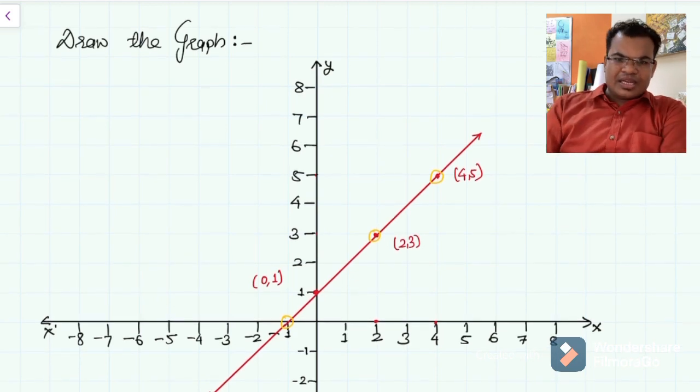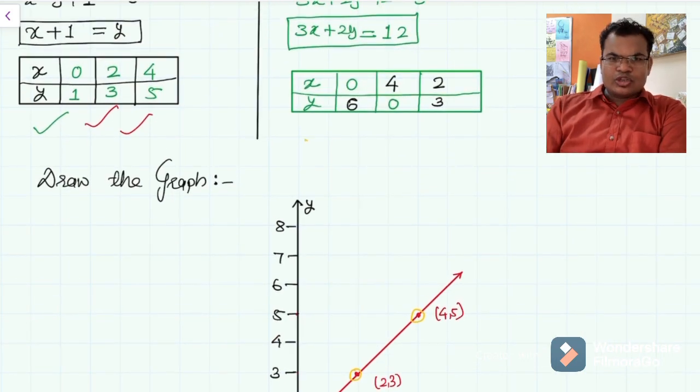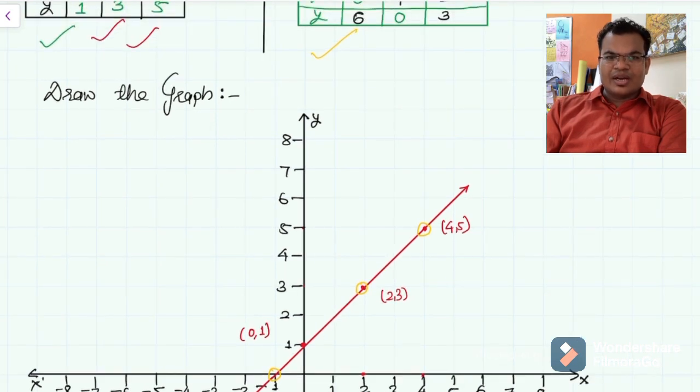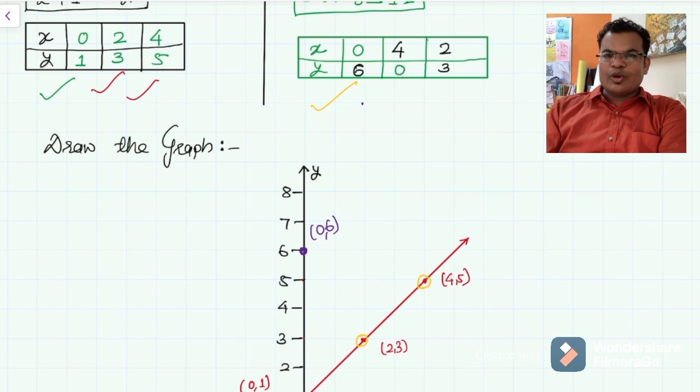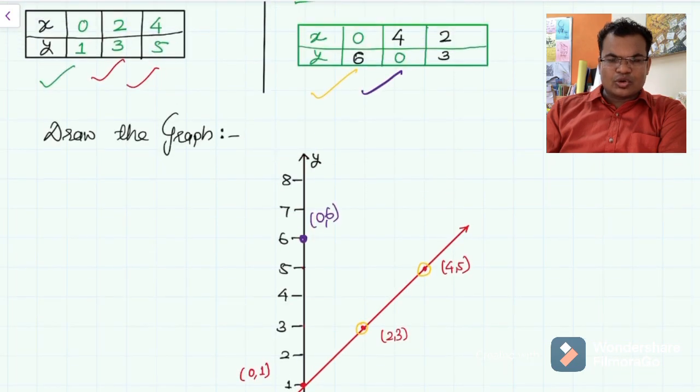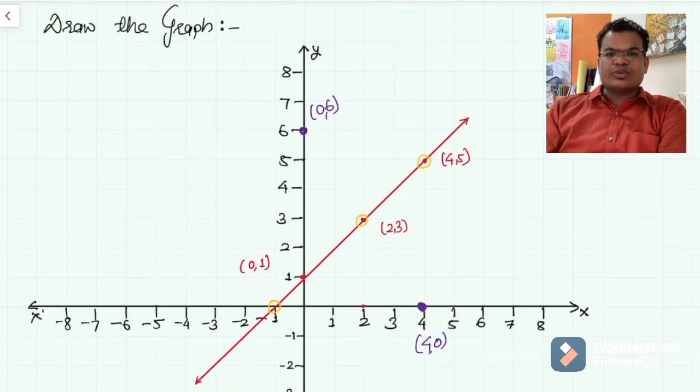And the second table is here. You can see 0, 6, 4, 0. So x is 0, y is 6. Where will it come here? x is 0, so it is on the y axis only. So on the y axis, this will be your point 0 comma 6, the first point. Second point is 4 comma 0. 4 will be on the x axis, y is 0, so on the x axis 4 comma 0. And the last one is 2 comma 3, which is already given.